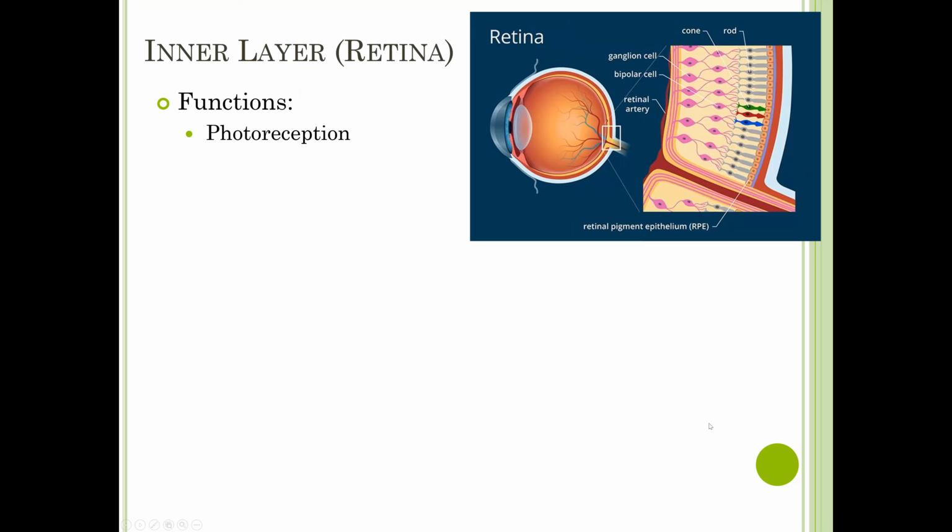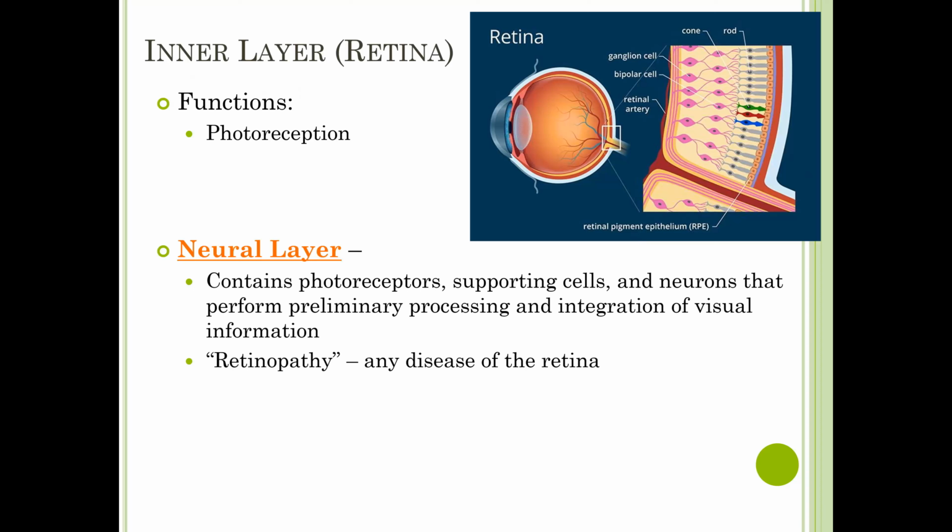And our last layer is the inner layer, also called the retina. And this one has one primary function, and that is photoreception, which we'll cover in detail in another section. It's composed of two layers. There is the neural layer, which is shown up here with the rods and the cones, and then these other neurons called ganglion cells and bipolar cells. So it is pretty much all of this area right here.